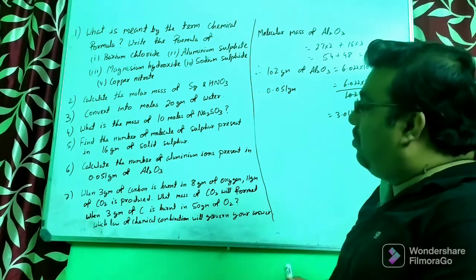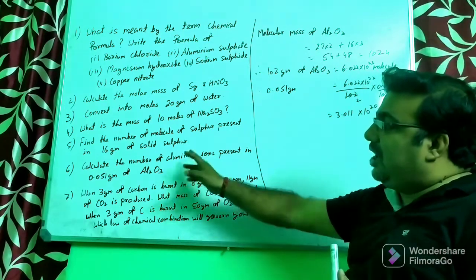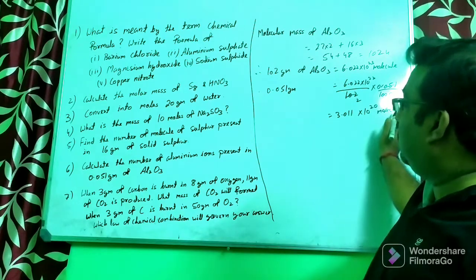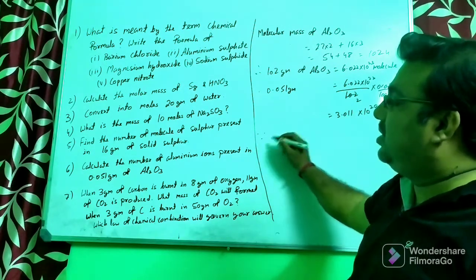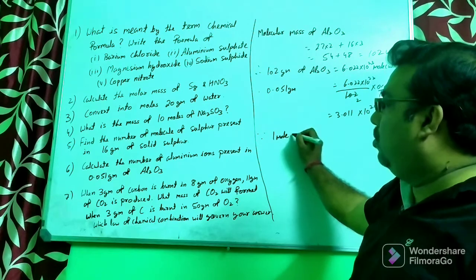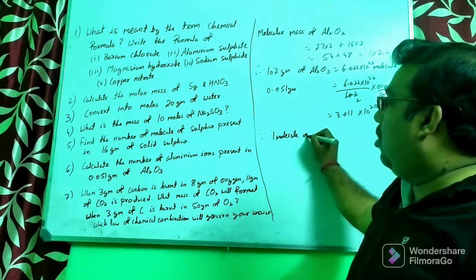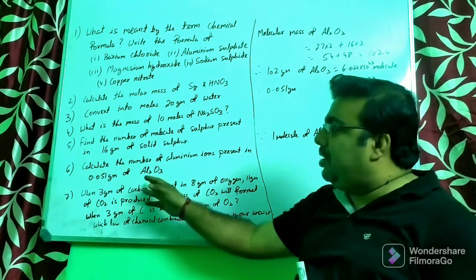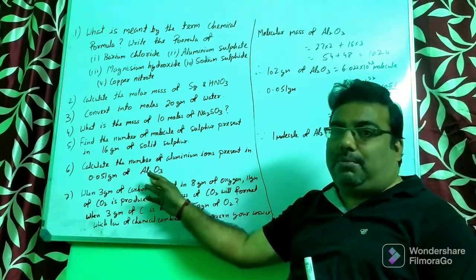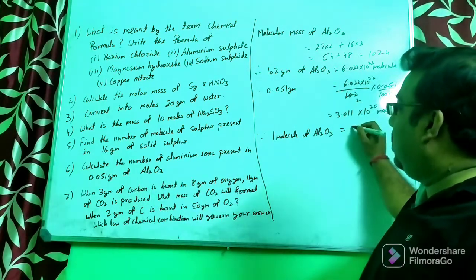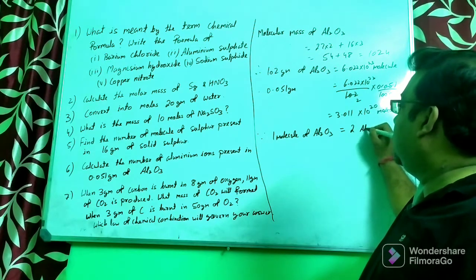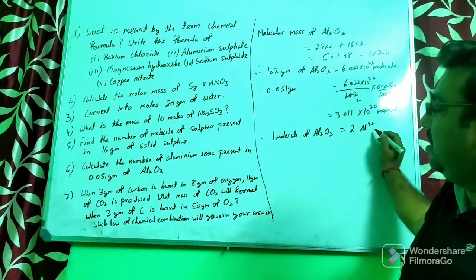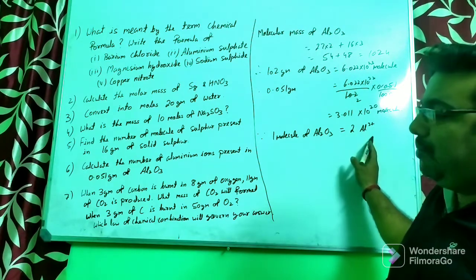But we have not to find the molecules of aluminum oxide, we have to find the aluminum ions. Now we find here in this much gram, this much molecules of aluminum oxide. Now since one molecule of aluminum oxide is equal to how many aluminum atoms? 2 atoms according to the formula. So that means 2 atoms is 2 ions. So 2 aluminum ions, where aluminum ion is represented by Al3 plus. So one molecule contains 2 aluminum ions.